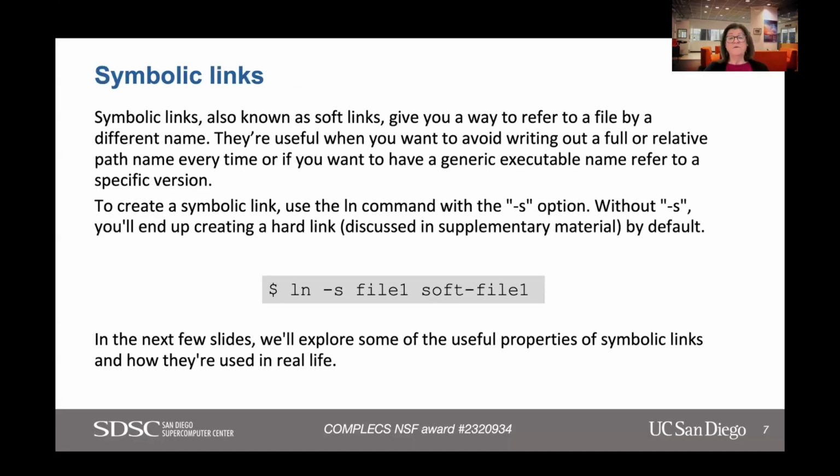When you do a listing for files in your directory, a bunch of files will be listed out and you'll know what's in there, but you may also want to use a soft link. So when you want to avoid writing out a full or relative path name every time you're using a file or an application, or you want to have a generic executable name that refers to a specific version, we create a symbolic link.